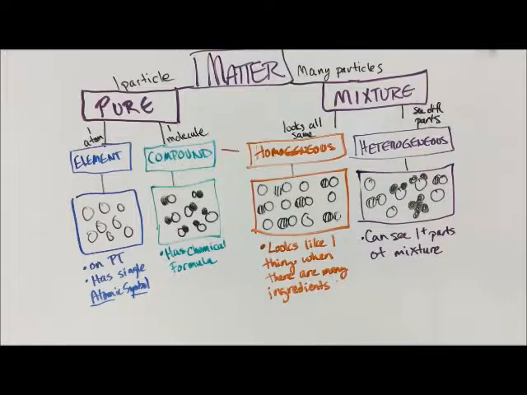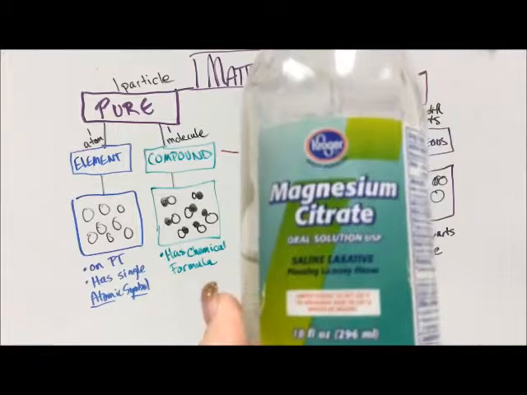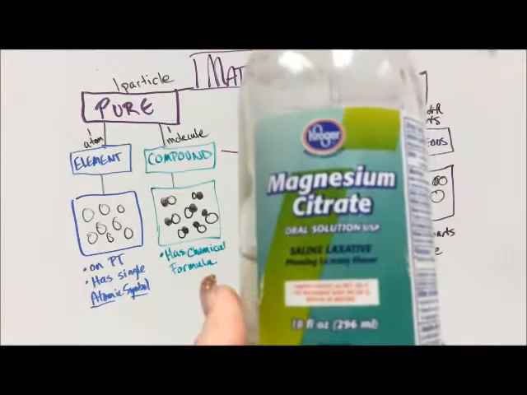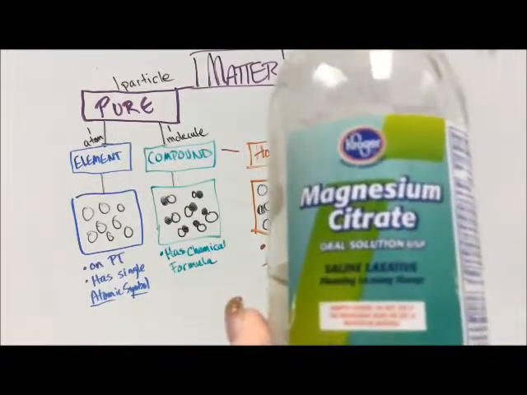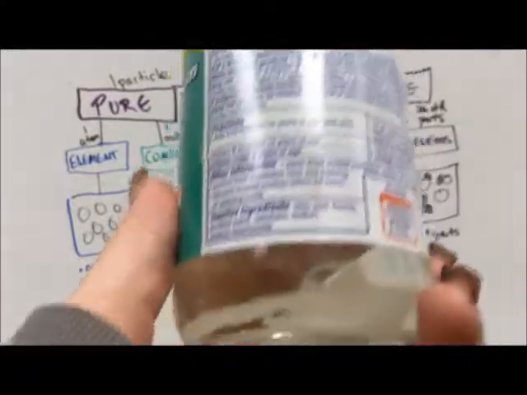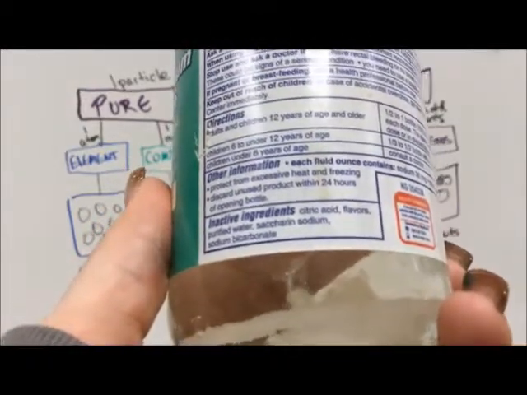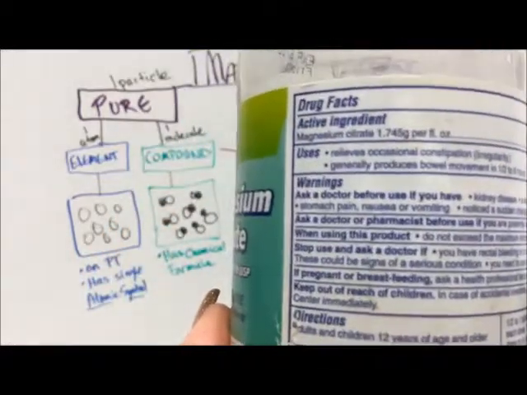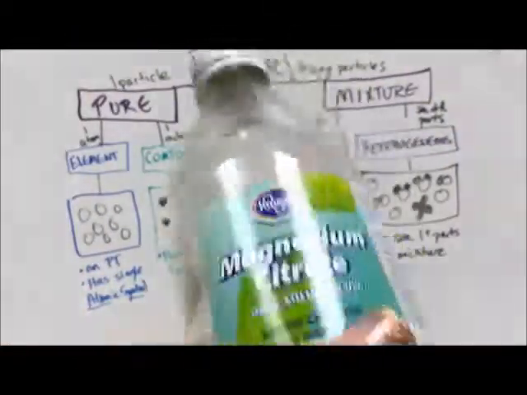Now here's another one. We have magnesium citrate, and that is a chemistry word, so it could be a singular thing. But if we look here, there's a key. It says solution. And as I just showed you, solutions typically mean that things are dissolved in water. If we look more carefully at our ingredients, it says citric acid, flavors, purified water, saccharin, sodium bicarbonate, along with the magnesium citrate listed in the active ingredients. So this is definitely not a singular thing. This is a homogeneous mixture.